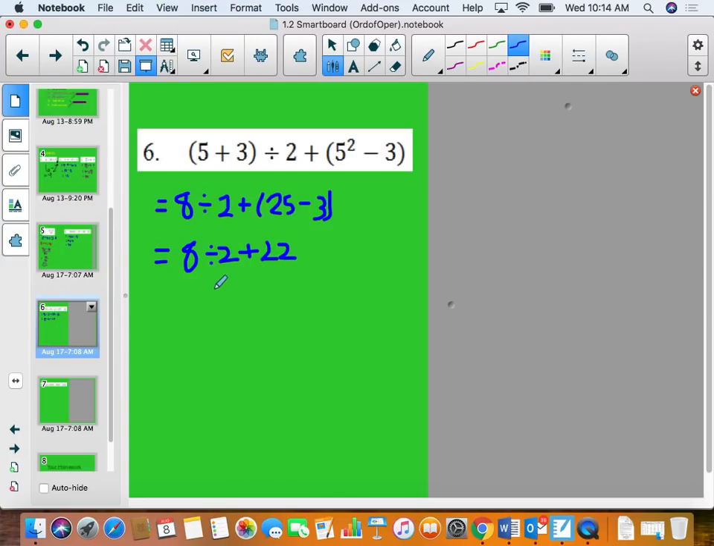So now I need to continue on down my list of order of operations. So we did the parentheses. The next step says exponents. We do not have any exponents remaining in the problem. So then we come to multiplication and division. So we have division here. 8 divided by 2 would give us 4. So this becomes 4 plus 22. And so that's all we have left is 4 plus 22, which gives us 26.